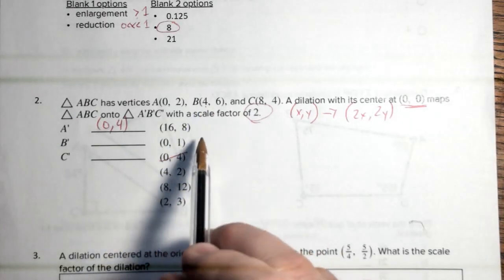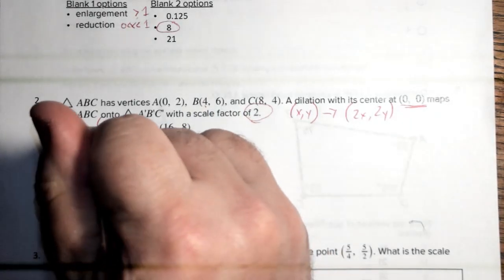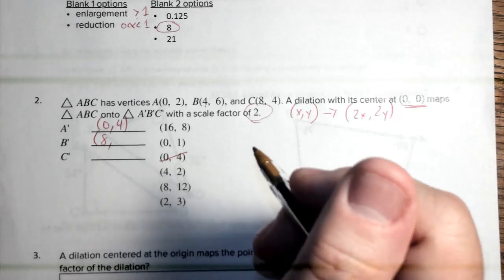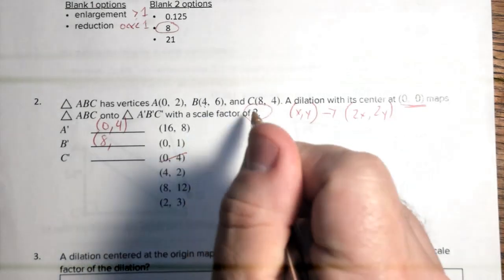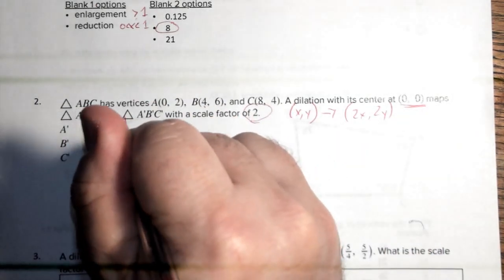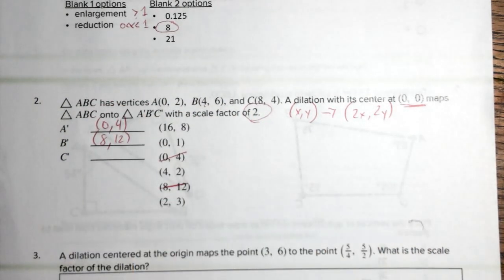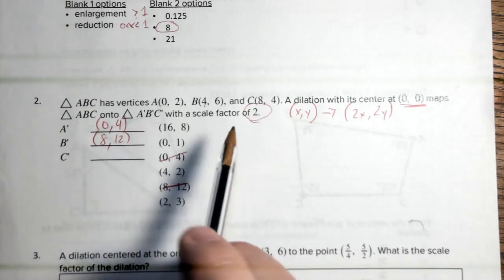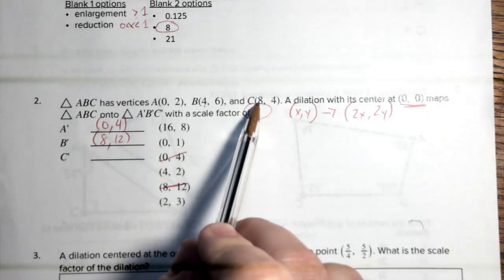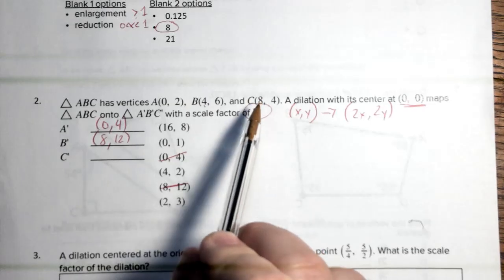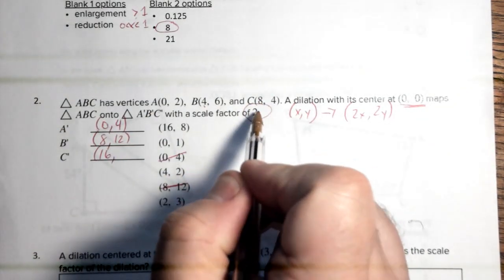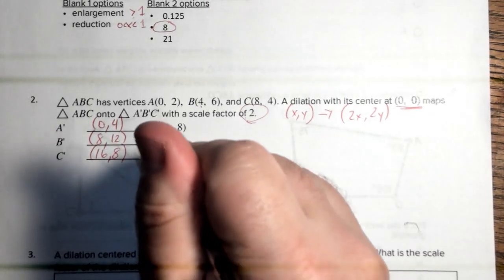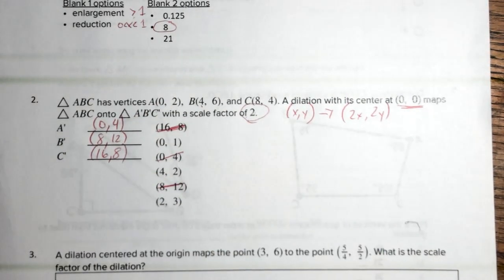All right, B was at 4, 6. 4 times 2 is 8, and 6 times 2, the y coordinate, is 12. So we have 8, 12. We'll scratch that one out. All right, and then C prime. C was at 8, 4. Our x, 8 times 2 is 16, and our y, 4 times 2 is 8. So 16, 8. There's our 3 new coordinates based on our scale factor of 2 dilation.